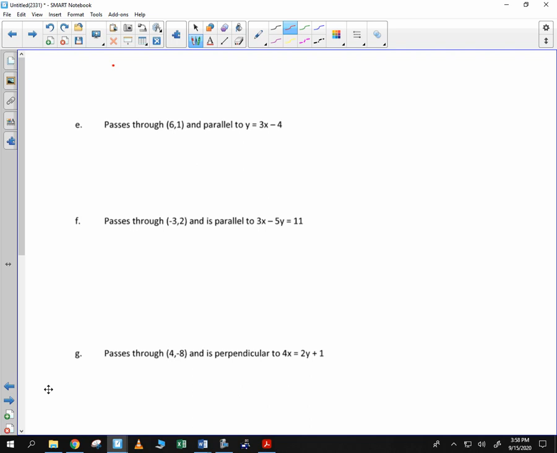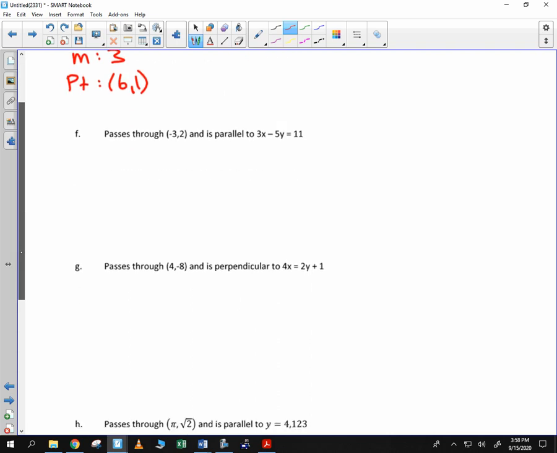If we want to write an equation for a line that passes through (6, 1) and is parallel to 3x minus 4, we identify the slope and the point. The point is (6, 1). If they're parallel, they have the same slope, so it's going to be 3. And from there, you could go ahead and write your equation.